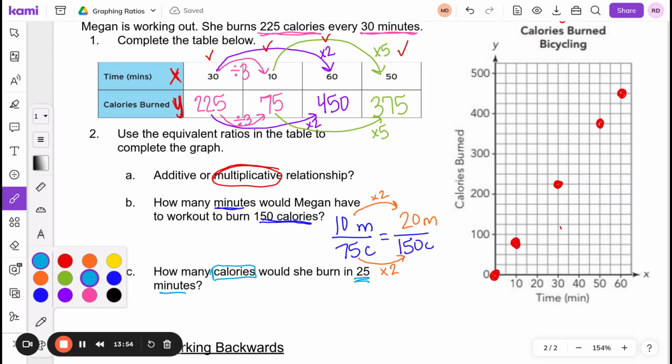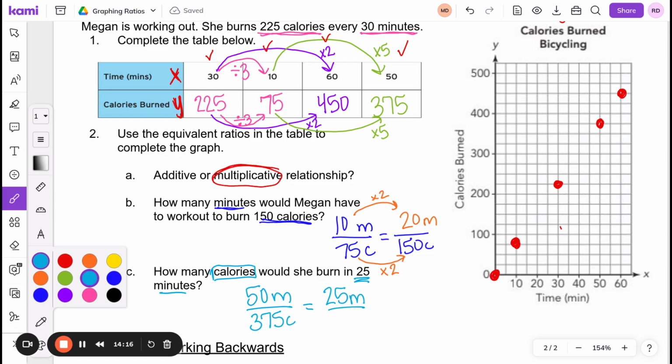So we have 60 minutes. Don't know how to quickly turn that into 25. But our last one, I do. Our last equivalent ratio on the table is 50 minutes burns 375 calories. And we want to turn a 50 down into 25.